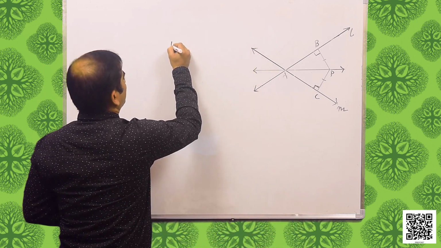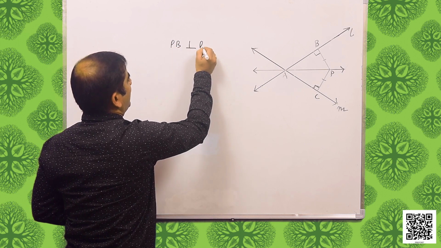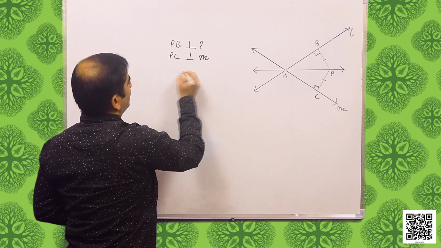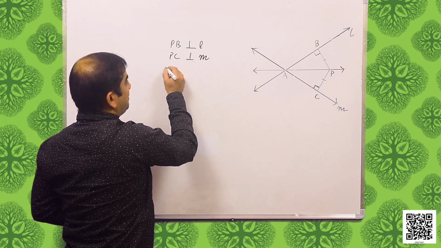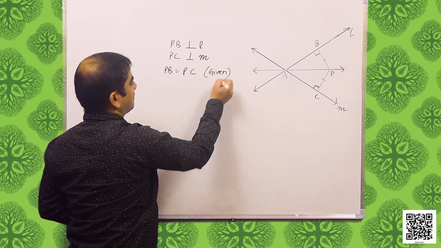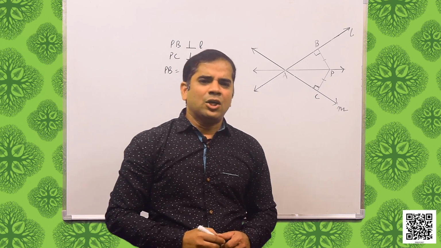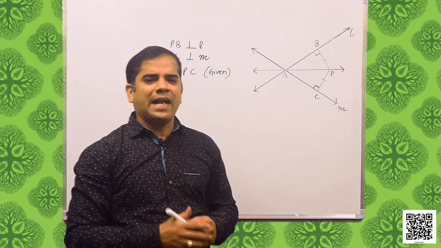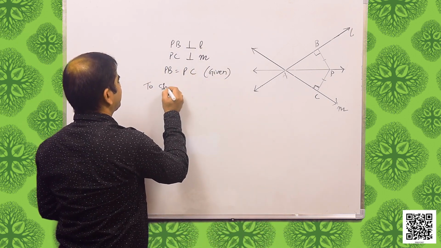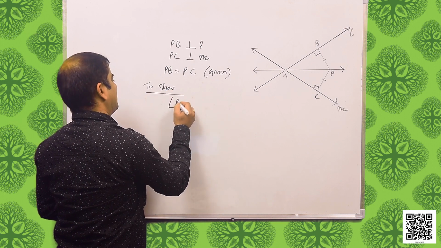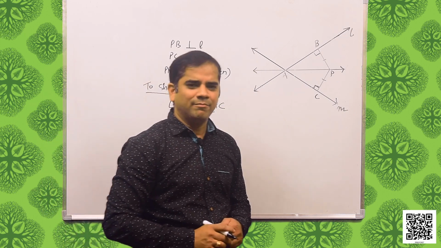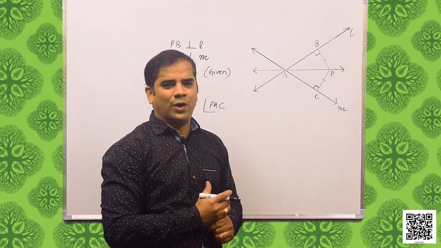Fine. So PB is perpendicular to L, PC is perpendicular to M, and PB is equal to PC. This is given. Fine. Now we have to show that angle PAB is equal to angle PAC. Okay. So let us go ahead.